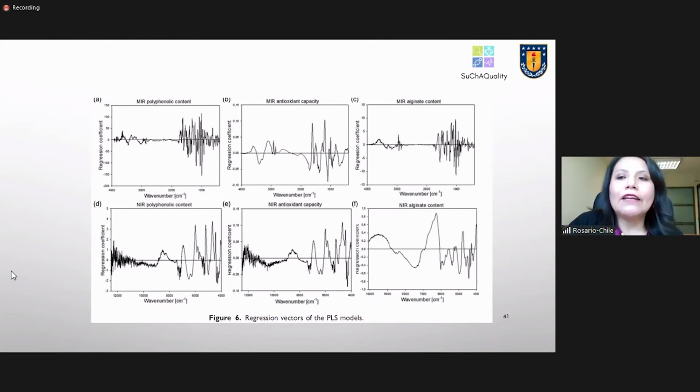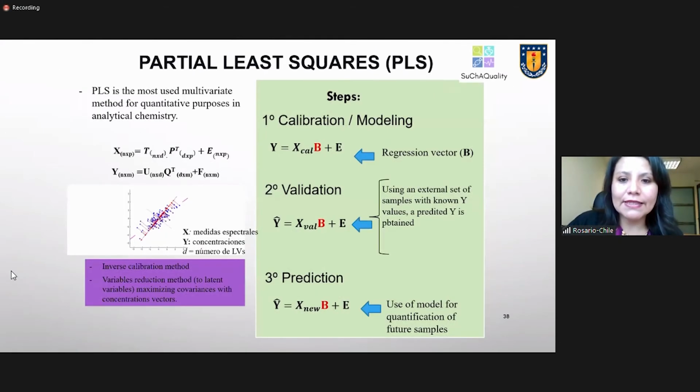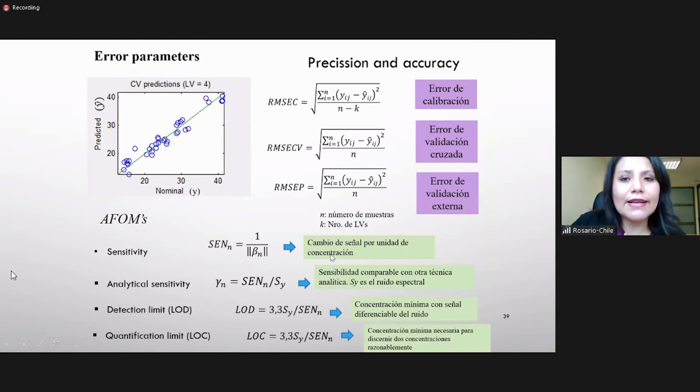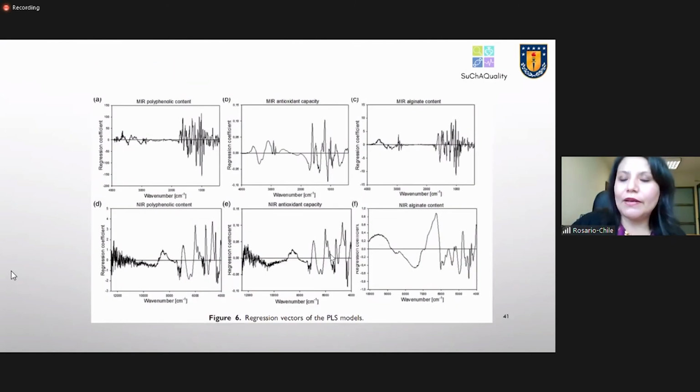And another information that we can obtain from this analysis is the regression vector. The regression vector, yes, is a mathematical matrix that we need to make the validation and prediction, but has chemical information too. Remind that chemometrics try to have most information of our system. So we have here this chemical information. In the regression vector plot, we can see the variables, or in this case, the wave numbers or wave length that are most important for the quantification.